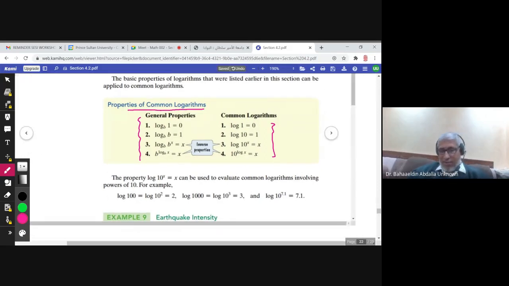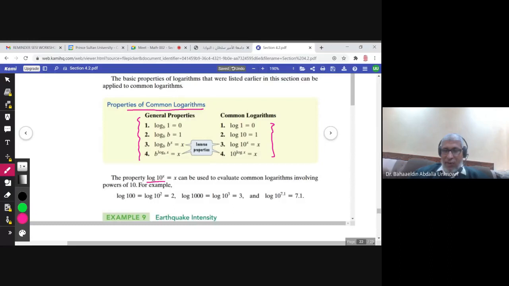So please pay attention to these properties. For example, this property, log 10 to the power x is x, which is number 3, we can use it to evaluate log 100, for example. If you write 100 as 10 to the power 2, then log 10 to the power 2 would be 2, because log 10 to the power x is x. 1000 can be written as 10 to the power 3, so log 10 to the power 3 would be 3. Log 10 to the power 7.1 would be 7.1 using property number 3.